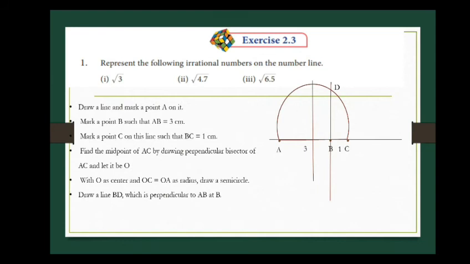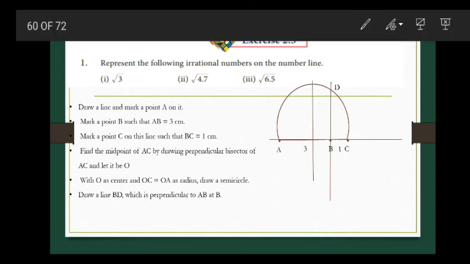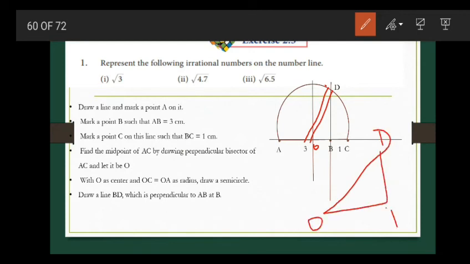This line BD gives root 3. I will explain how that is root 3. We have taken this midpoint as O. Now join O and D. When we join O and D, we'll get a right angle triangle O, D, B. What is the length of OB? Here total AC is 4 units, and AO is equal to OC, that is half of 4.